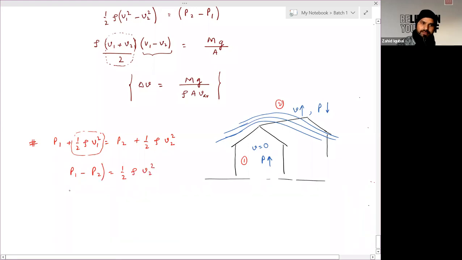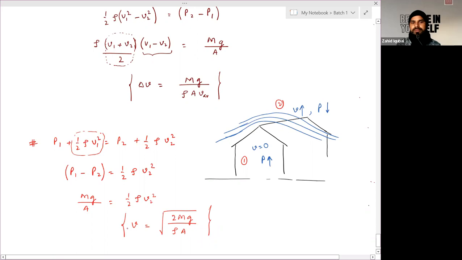This pressure will equal force by area. Force is mass of that roof times gravity, by area of cross section, equals half rho V2 square. So if you have to calculate the velocity, it will be the root of 2 times m into g divided by rho into A. So this much velocity of storm is required to uplift this rooftop.